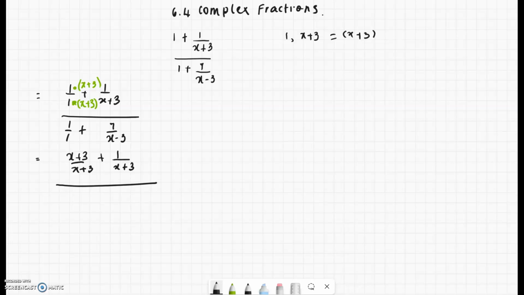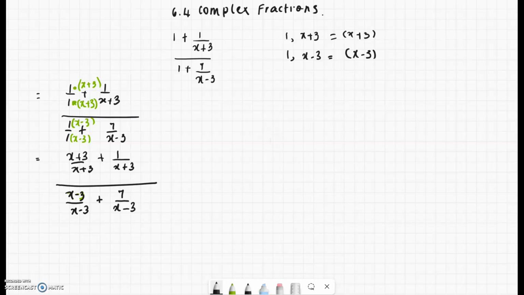Now in the denominator, again you have a 1 and an x minus 3, and the common denominator for that would have to be x minus 3, which means we multiply with an x minus 3 in the denominator for the 1 and x minus 3 in the numerator. So x minus 3 over x minus 3 plus 7 over x minus 3.